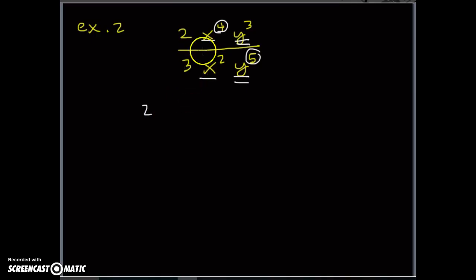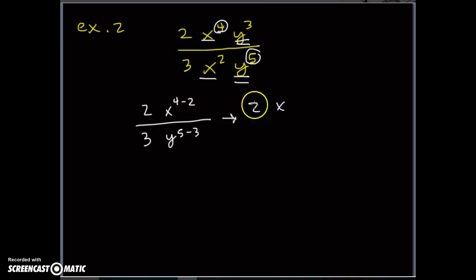On my x base, it's in the numerator, so I've got 4 minus 2. And for my y base, it's in the denominator, so I've got 5 minus 3. I can simplify this to 2 over 3, x to the 4 minus 2 is squared, and y to the 5 minus 3 is also squared. Now my fourth step is to simplify the constants. So I've got 2 divided by 3. 3 does not go into 2 evenly, so I'm just going to leave it as a fraction. I can't simplify this fraction because there's no common factor.